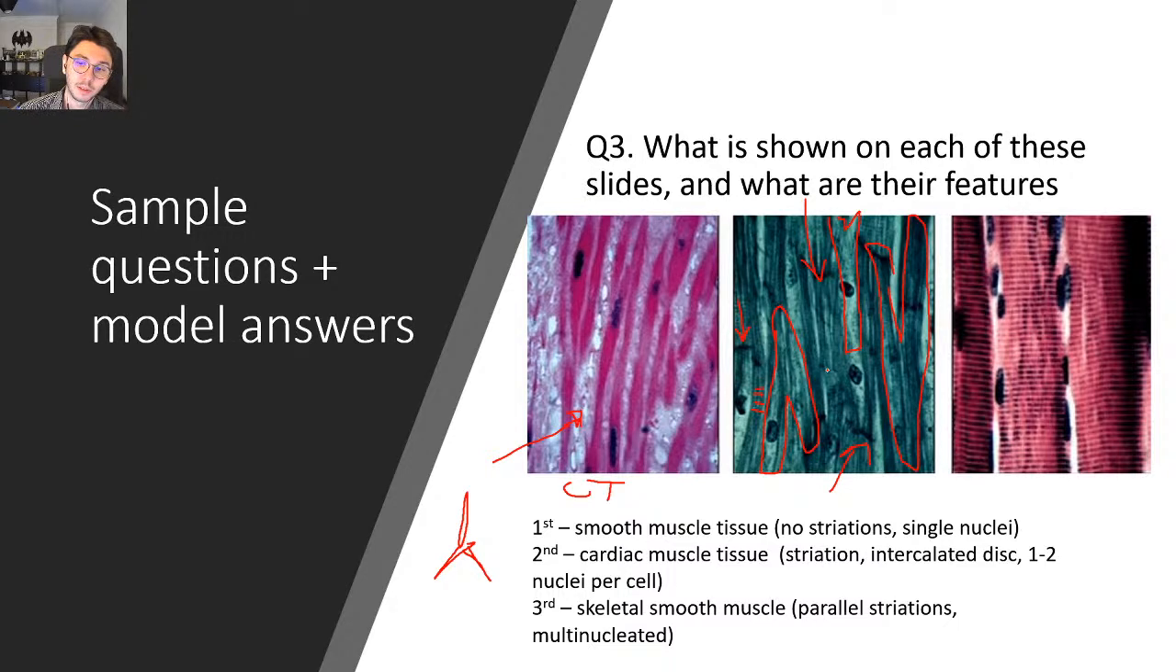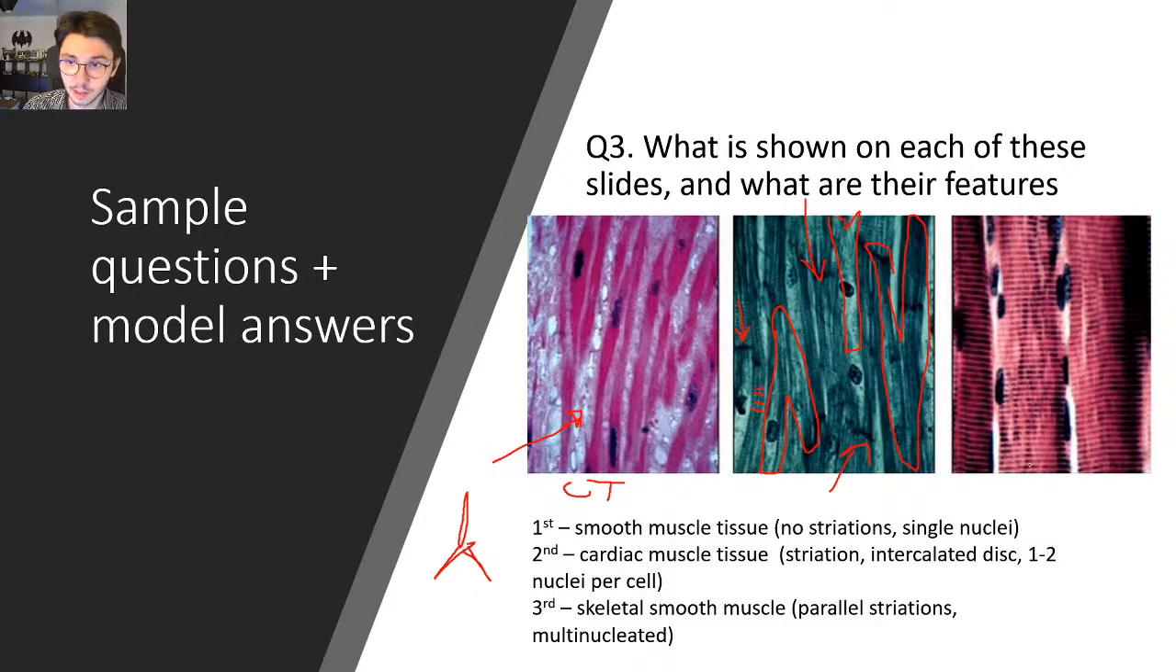Another thing with cardiac muscle tissue is that you have 1 to 2 nuclei per cell, which is very different from striated skeletal muscle, which has a lot of striations and a lot of nuclei. And compared to smooth muscle tissue, it only has 1 nucleus, but no striations.